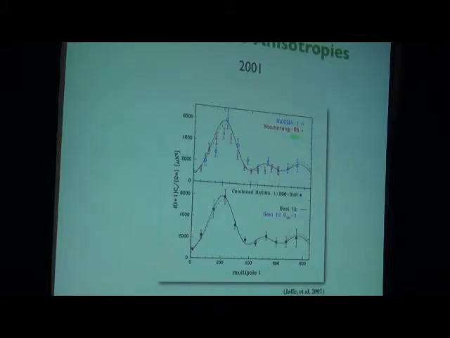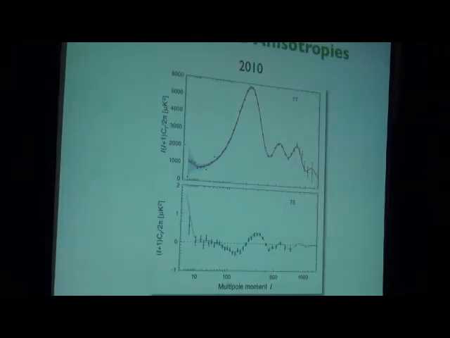The next interesting snapshot is when it became clear that there really was a first and second peak. This is the Boomerang and Maxima data in 2001. And you also see some systematics that are still there. The first peak is somewhat smeared out, and the second one is basically chopped off in the Boomerang data. We can discuss why, but in any case.